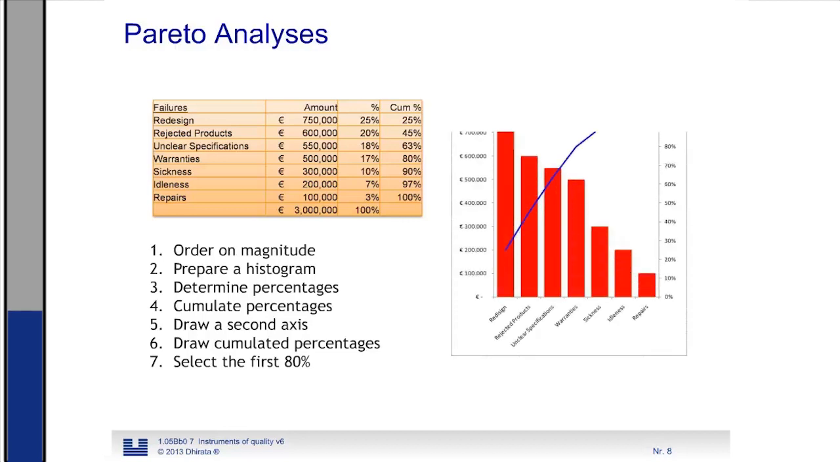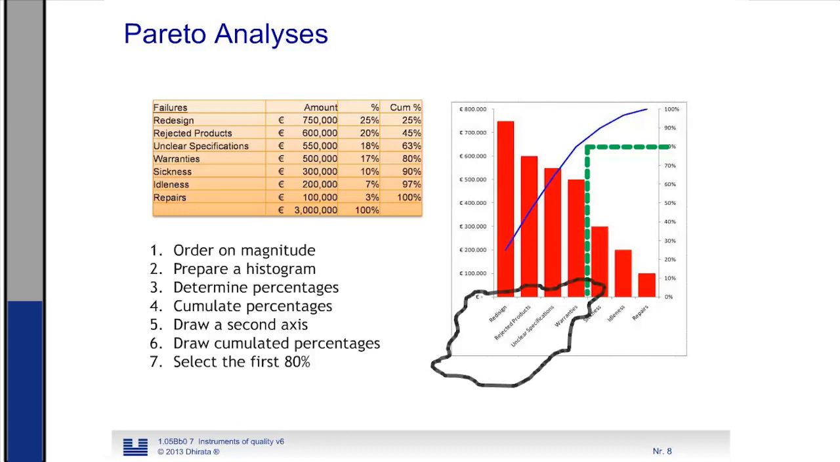This will be reflected into a histogram. You then determine the percentage of each part of the whole and then cumulate the percentages. Then you make a second graph you draw over the histogram. After that, draw a line from the cumulative percentage axis and select the first 80% of the problems. These are the areas where you concentrate on your first go. After you have resolved them, you then repeat this process until finally all errors are gone.